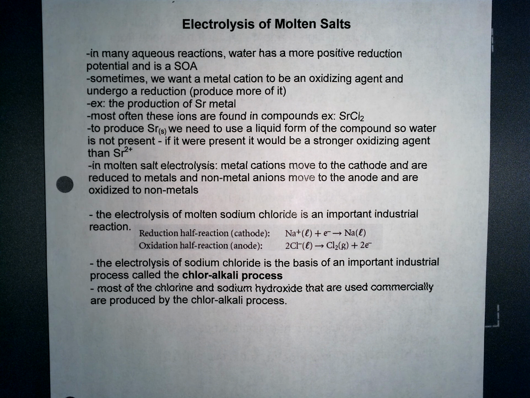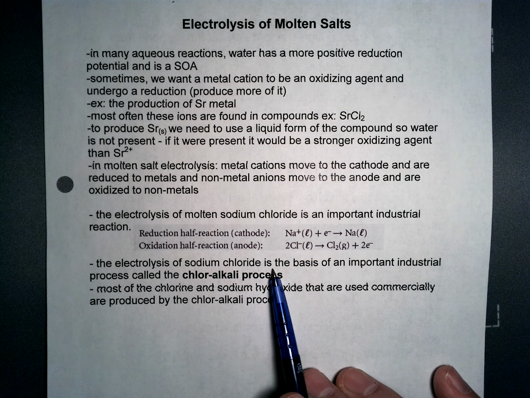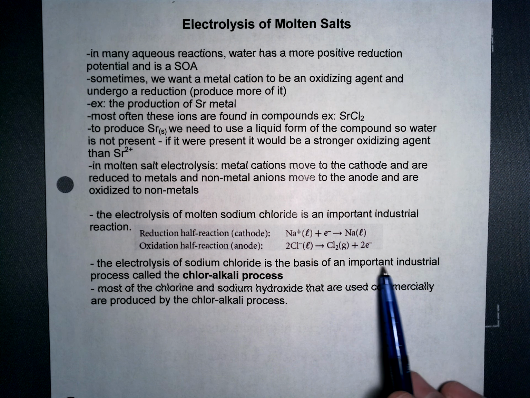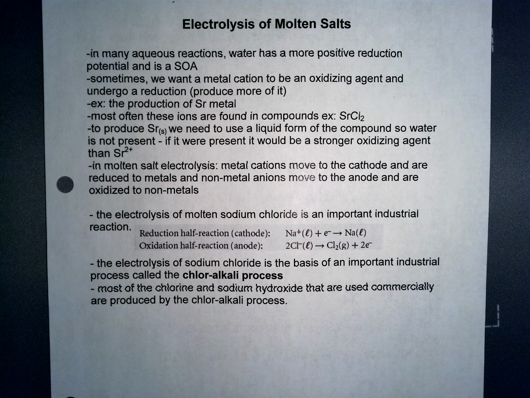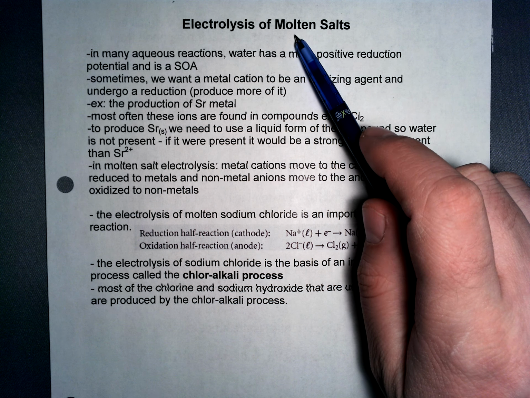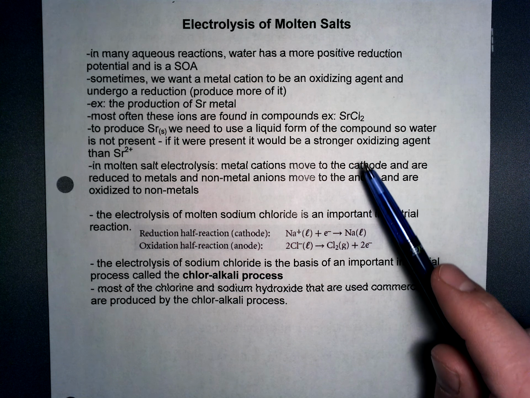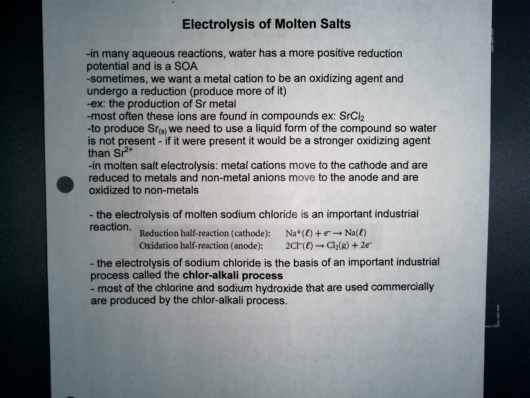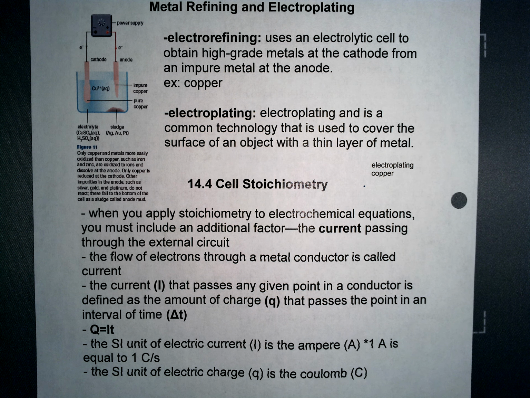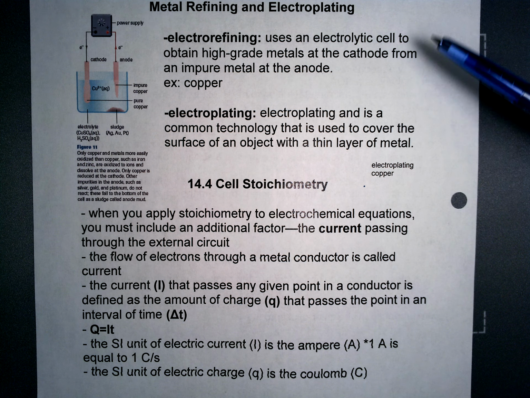Okay, so electrolysis of sodium chloride is the basis of an important industrial process called the chlor-alkali process. Most of the chlorine and sodium hydroxide that are used commercially are produced by this process. And so again, it's just electrolysis. Molten salts means we're just melting down that salt, whatever it could be, so that water doesn't interfere and become our strongest oxidizing or reducing agent. And so this metal refining and electroplating goes along a similar basis.